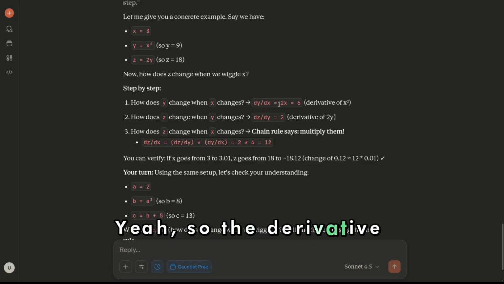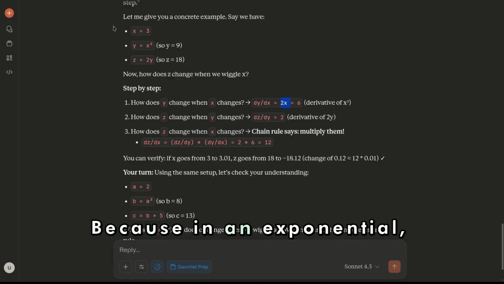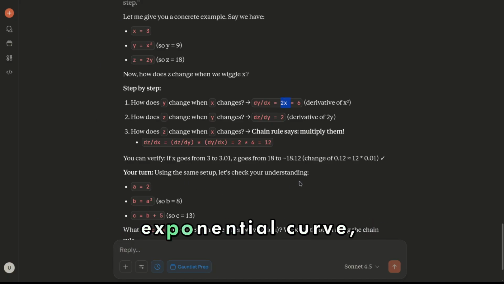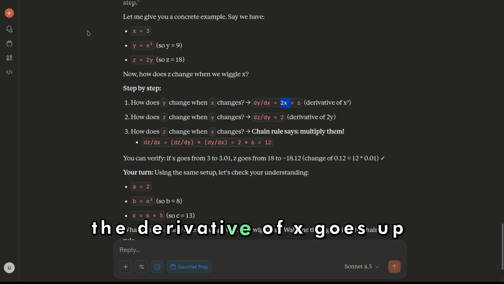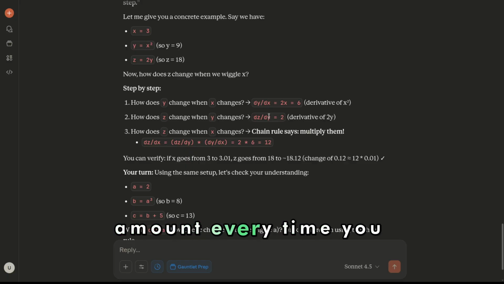Yeah, so the derivative of x squared is 2x. And the derivative of 2y is just 2. Because in an exponential, you can imagine that exponential curve, the derivative goes up the higher x is. If it's linear, then it doesn't. It changes the same amount every time you increase it.